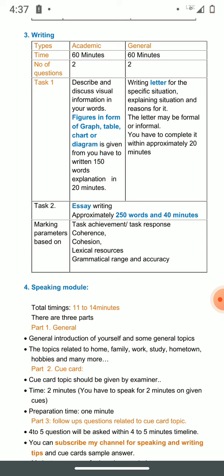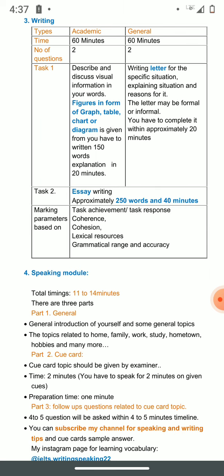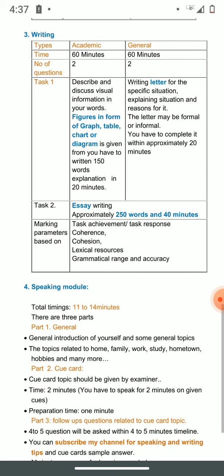The marking parameters are based on task achievement or task response. Second one is coherence and cohesion, and lexical resource. Means you have to connect each sentence with proper linking words. Your grammatical range and accuracy will be counted, and vocabulary should be expanded, or you have to use more vocabulary and link the sentences properly.